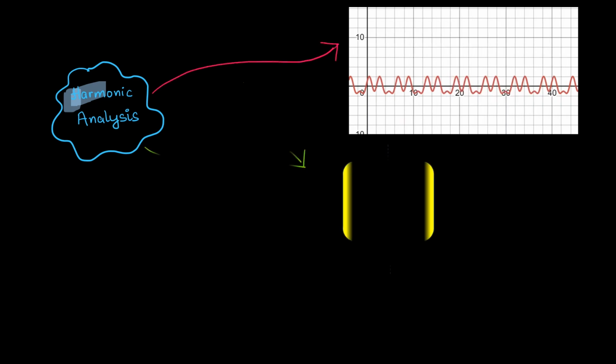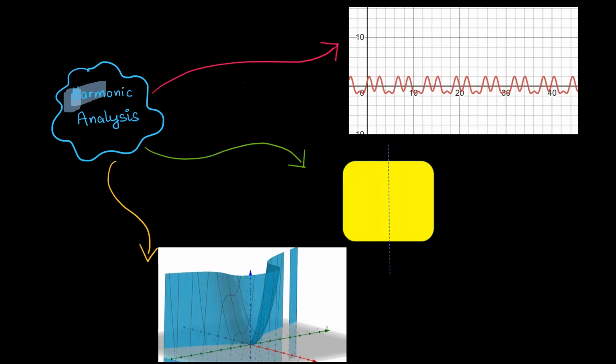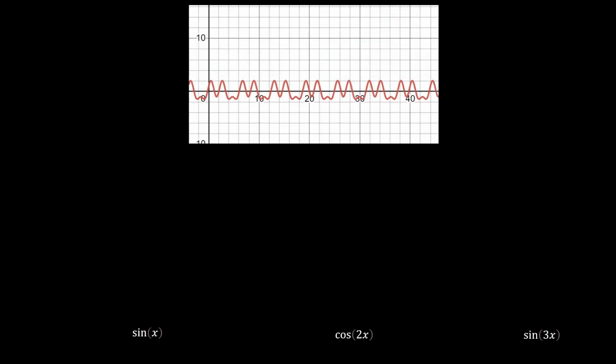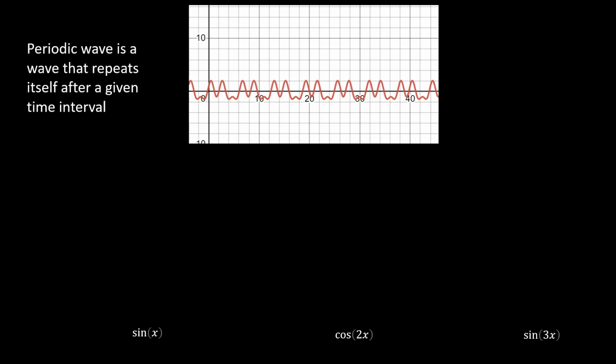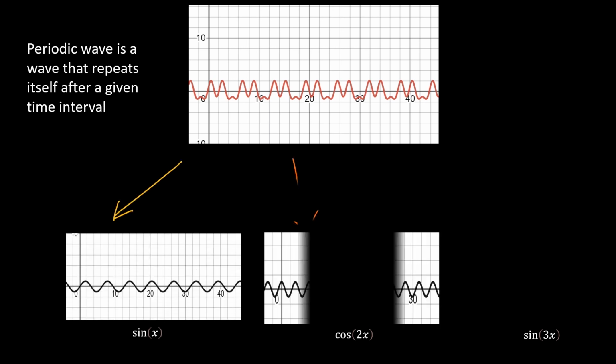So, what is harmonic analysis? It is this branch of math that deals with things like waves, symmetries, and surfaces. When I mention the word waves and symmetry to you, you should immediately be reminded of Fourier analysis, which is a field that takes up a periodic wave, that is a wave that repeats itself after a given time interval, and breaks it up into its simpler sine and cosine components.